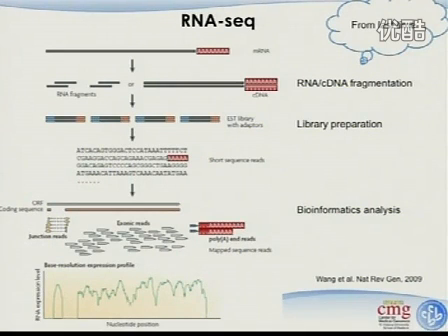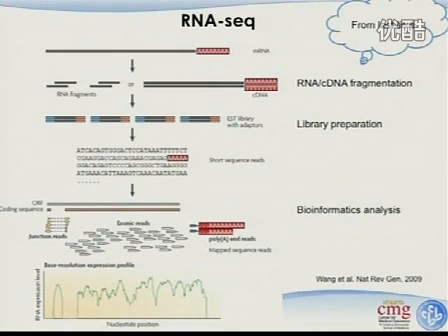And the first slide here shows you the general RNA sequencing pipeline. This is the messenger RNA, and the first step is RNA or cDNA fragmentation. It depends on where your reverse transcription happens. If you do the reverse transcription first, you will do the cDNA fragmentation. If you do the RNA fragmentation, that happens before reverse transcription.